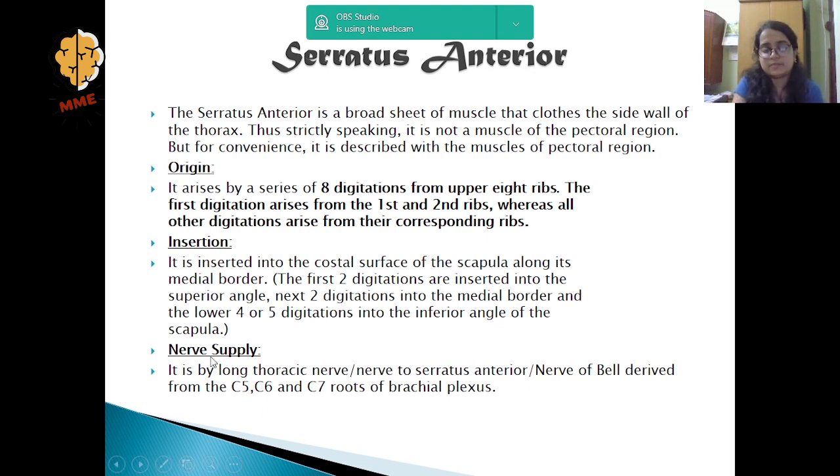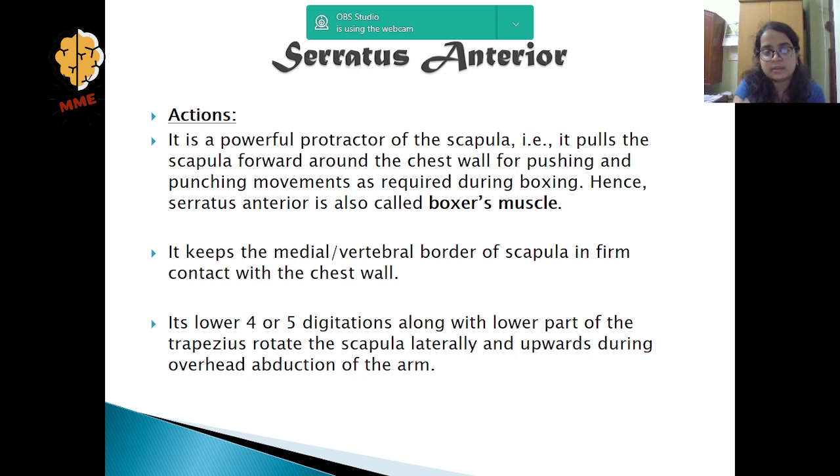Nerve supply, very important, is by the long thoracic nerve or the nerve of Bell or the nerve to serratus anterior, which is directly derived from the C5, C6 and C7 roots of the brachial plexus. This is very important because of a very important clinical correlation that I'm going to touch upon in my coming slides.